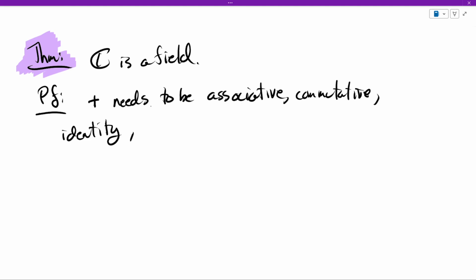and needs to have additive inverses. I'm just going to write inverses. All right, so let's see. Associativity, let's start there.